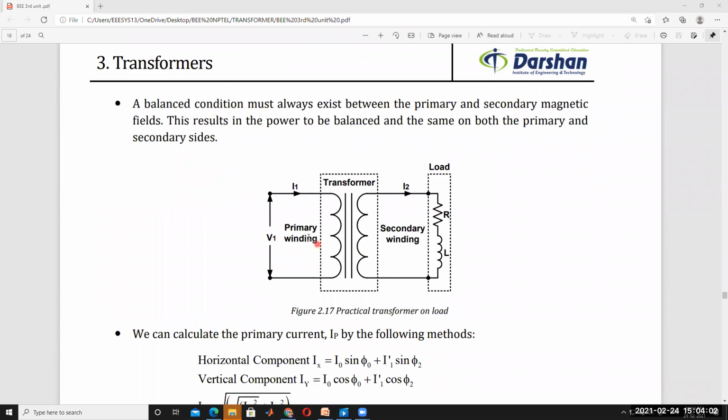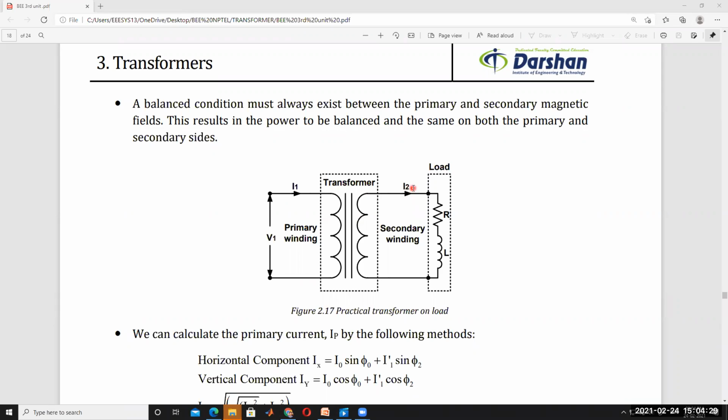This is called the primary winding. This is called the secondary winding. So this is called a transformer. The transformer draws some amount of current I1 because of the load, and I2 because of the RL load, which may be an inductive load. If you connect the load on the secondary winding, it compulsorily draws current from the supply. The source is the transformer.